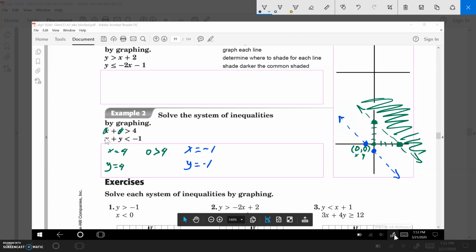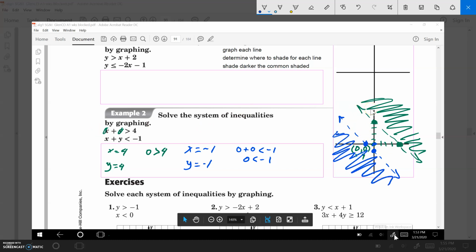Alright. 0, 0 is not on our line, so we can use it again. So 0 plus 0 is less than -1. Is 0 less than -1? No. Anytime, 0 is always bigger than a negative. If you're not sure, look at the number line. So here's 0, -1 is over here. So 0 is to the right of -1. So this is false. Over here is false. So here is true.